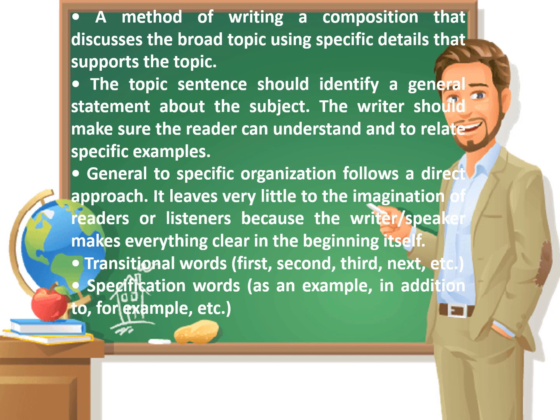General to specific is a method of writing a composition that discusses a broad topic using specific details that support the topic. The topic sentence should identify a general statement about the subject. The writer should make sure the reader can understand and relate to specific examples. General to specific organization follows a direct approach. It leaves very little to the imagination of readers or listeners because the writer or speaker makes everything clear in the beginning itself.